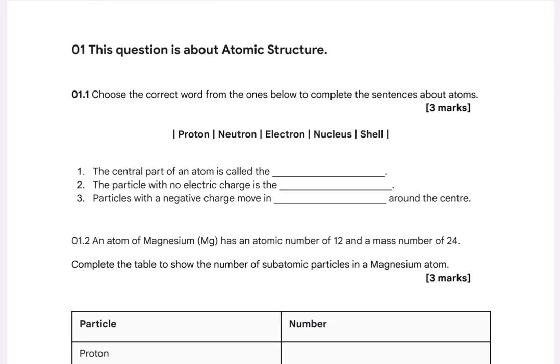Standard start to a paper with atomic structure, asking us just very simply to select the relevant words to complete these sentences. So if we have an atom, the central part of that atom is, as we know, called the nucleus. So that's one word gone. And the particle with no electrical charge, which is also in the nucleus, is the neutron. So remember, the neutron goes in the nucleus, both beginning with N. That sometimes helps remember that.